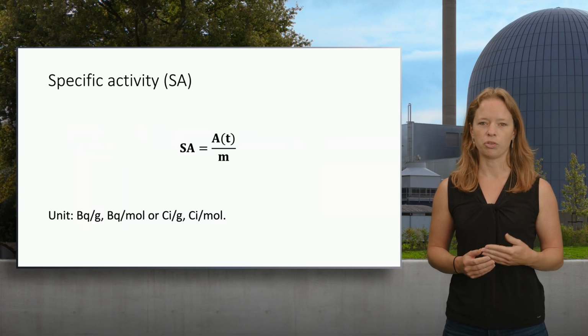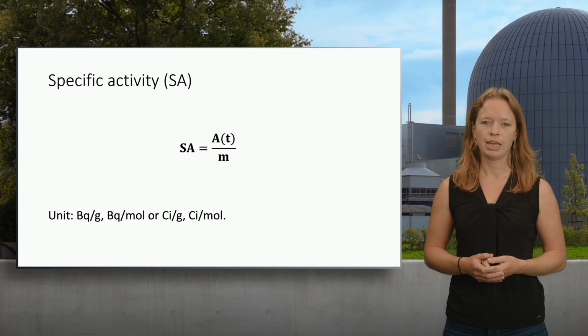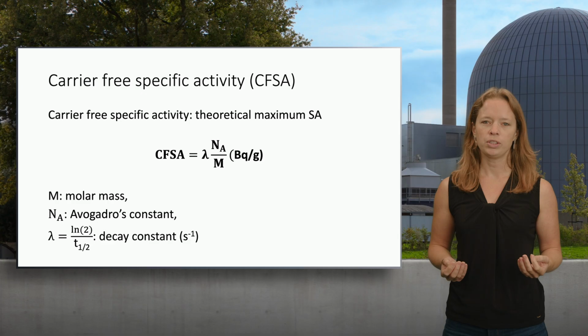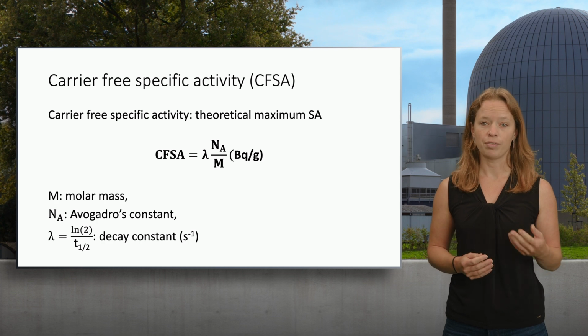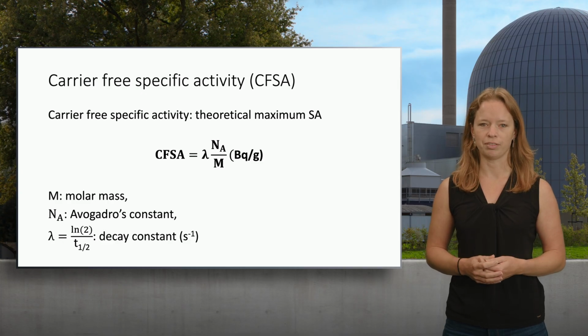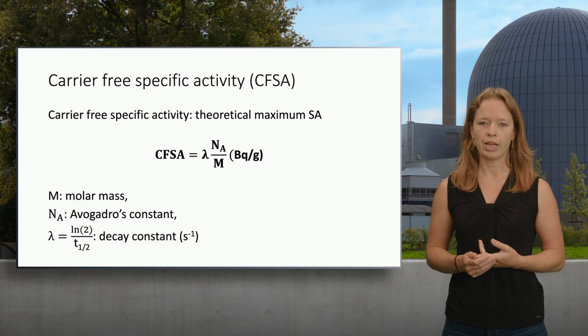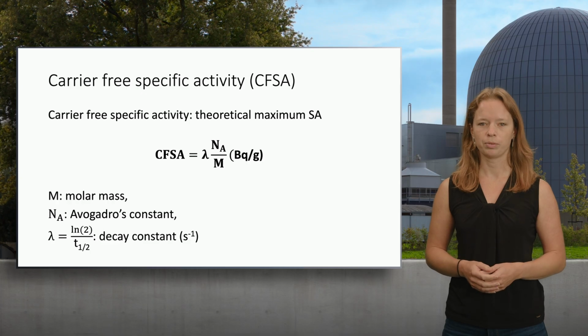If we write this definition as a formula, you see that to calculate the specific activity of your sample, you just divide the activity in becquerel or curie by the mass, which can be in grams or moles. In the ideal case, you would have no stable isotopes remaining in your product radionuclide sample. This means that all atoms of that element in your sample are the radioactive isotope of interest. If that's the case, we speak about the theoretical maximum, or carrier-free specific activity. This can be calculated by multiplying the decay constant with Avogadro's constant divided by the molar mass.